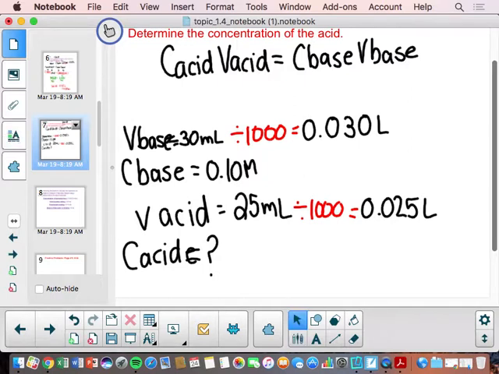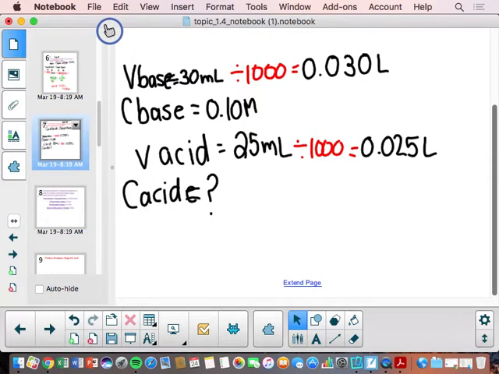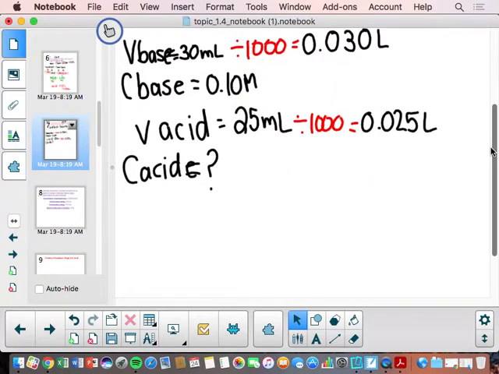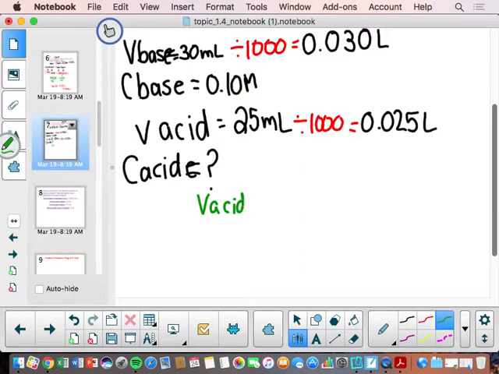Let's plug it into our big formula here. So I'm just going to rewrite the formula down here. V acid, V base. I don't even know the formula.